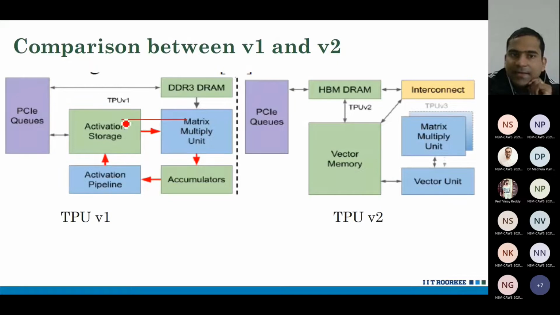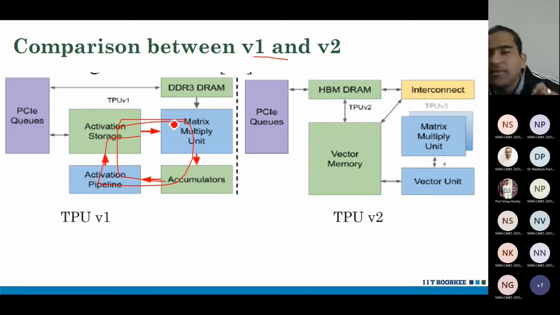And this was the comparison between version 1 and version 2. Here we have this as the main computation data path. And here we have the matrix multiply unit going to the vector unit and then the vector memory, which is backed up in the HBM DRAM.